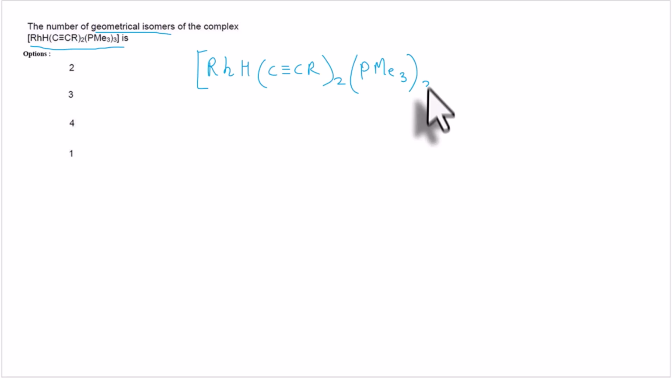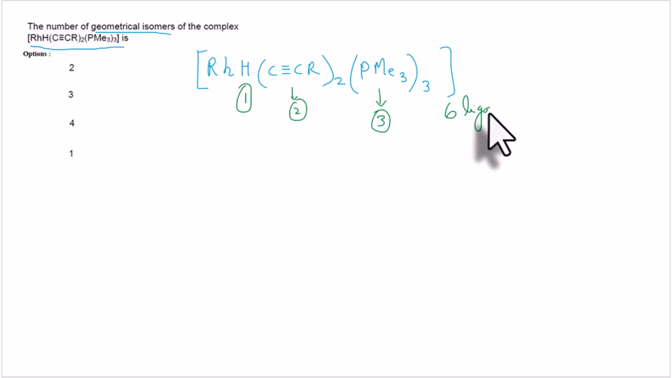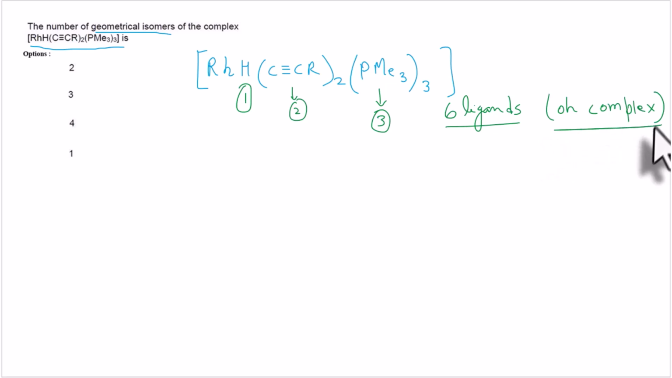So if we see this complex carefully, I am writing it again: (CR)2 and then (PMe3)3. If we look at it carefully, we have 1, 2 and 3. 2 plus 3, 5, and 1, 6 ligands. That means this complex is an octahedral complex.